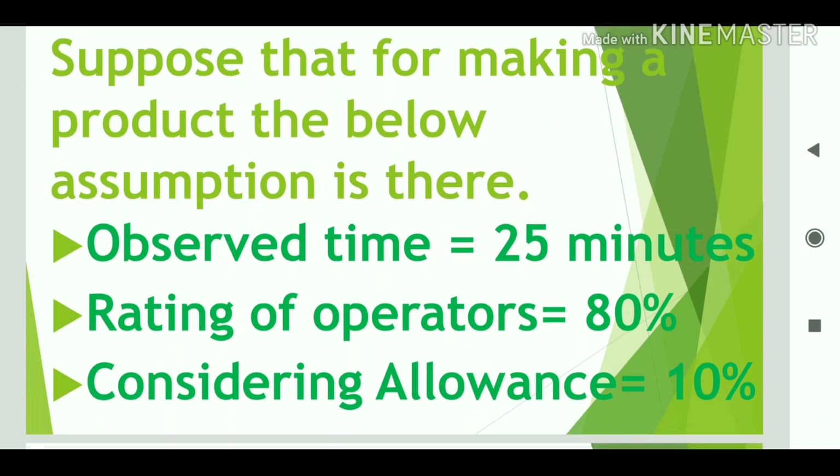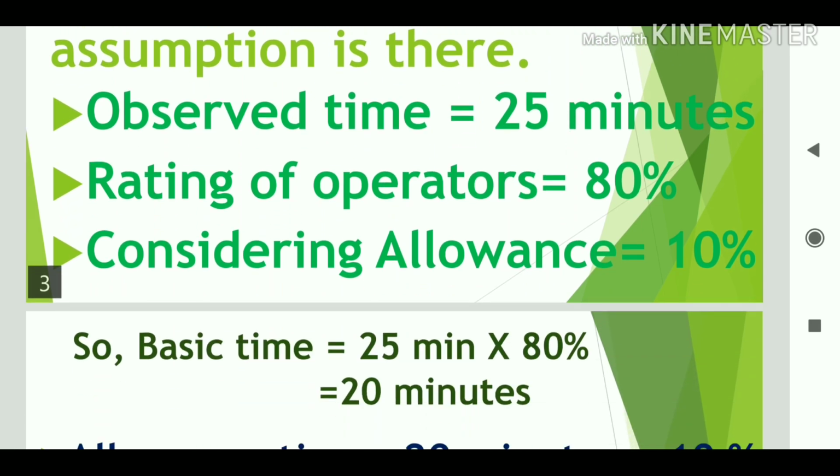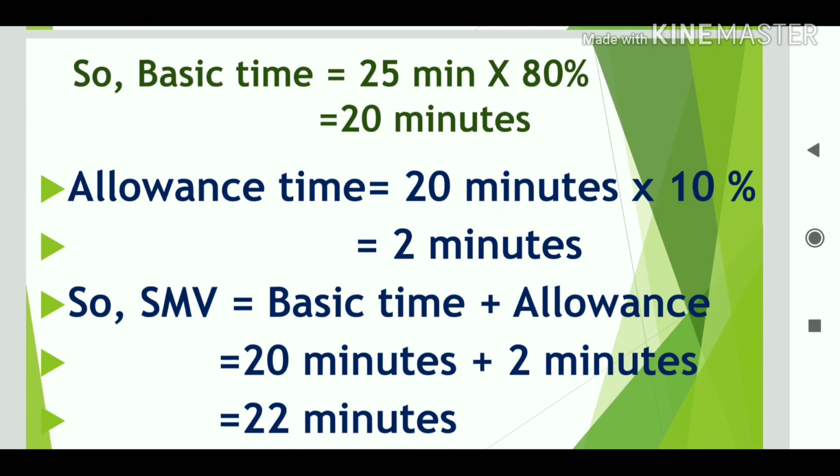Suppose that for making a product, the below assumptions are there: observed time 25 minutes, rating of operators 80%, considering allowance equal to 10%. So basic time equals 25 minutes into 80% operator efficiency, equal to 20 minutes. Allowance time: 20 minutes into 10% equals 2 minutes. So SMV equals basic time plus allowance time: 20 minutes plus 2 minutes allowance equals 22 minutes.